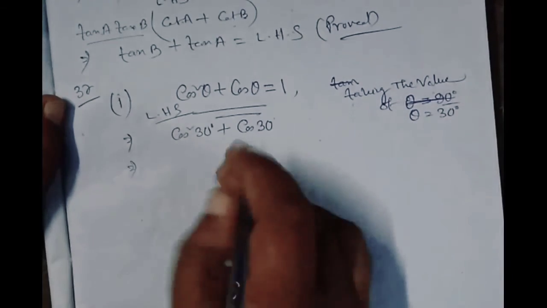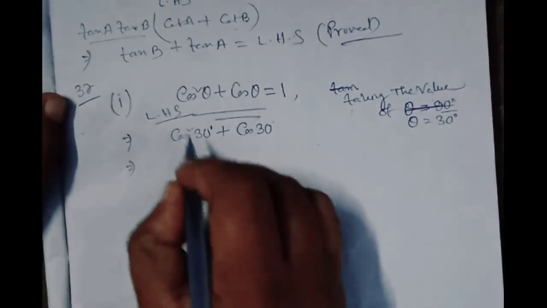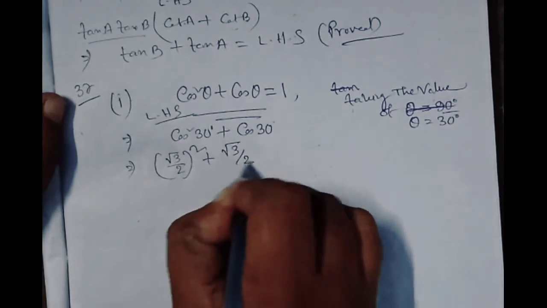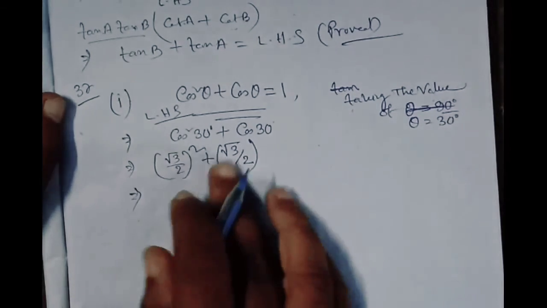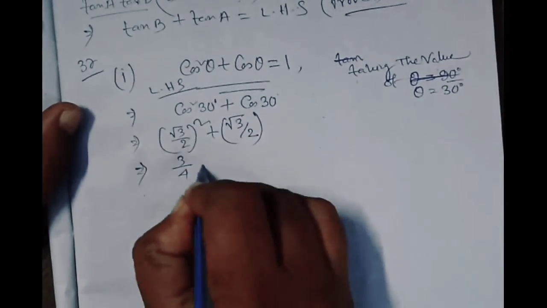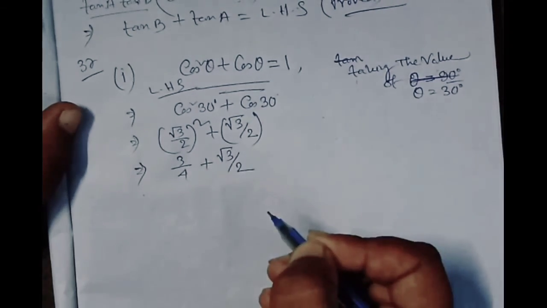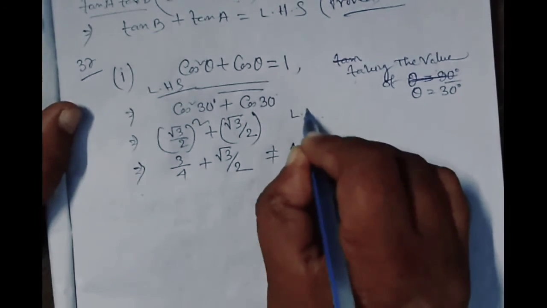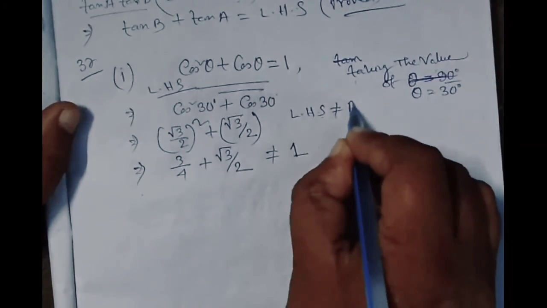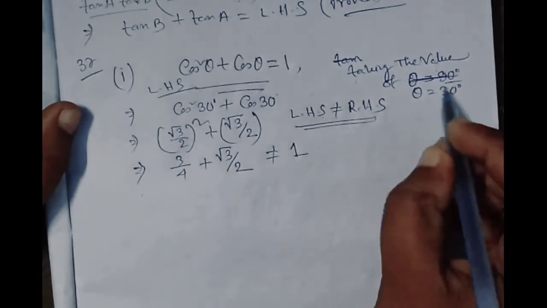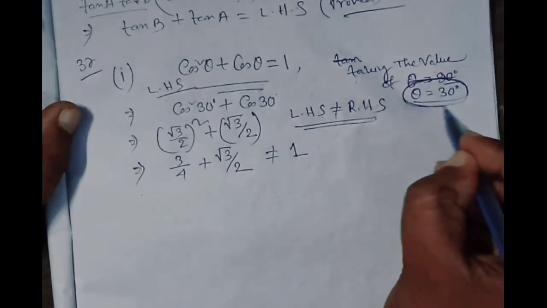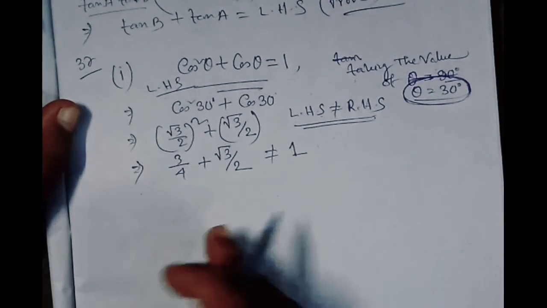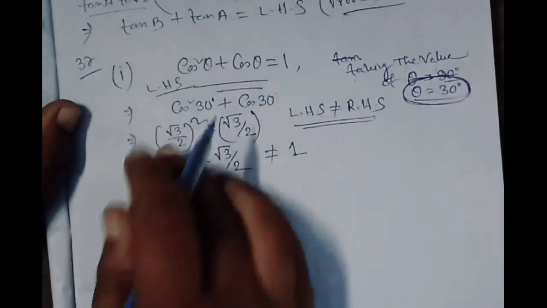Now the value of cos 30 degrees is root 3 by 2, that whole square, root 3 by 2. If we do the calculation, 3 by 4 plus root 3 by 2. This is the LHS, and that does not match with 1. So LHS does not match RHS for a value of theta, so this is not an identity. Similarly, we can proceed and prove whether these are identities or not.